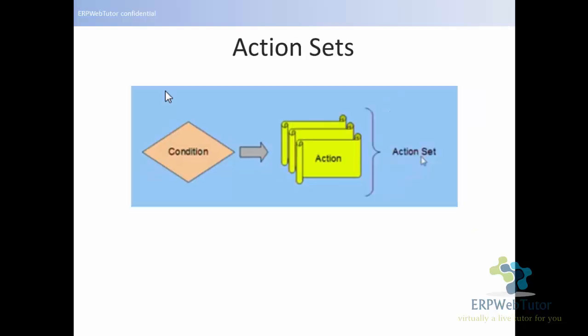Now, action sets. Okay, so that's the next thing that we will talk about. That makes you decide whether one action or multiple actions. You can basically group multiple actions into something called an action set. And then based on the condition being met, I can send one email, and then I can run a concurrent program. I can define two different actions and then consolidate them into an action set.